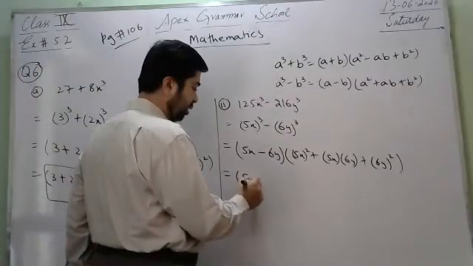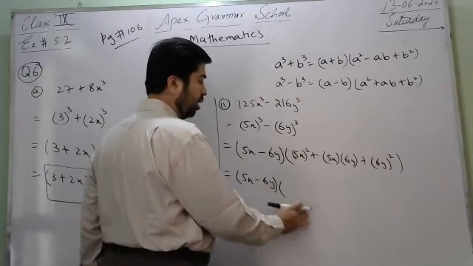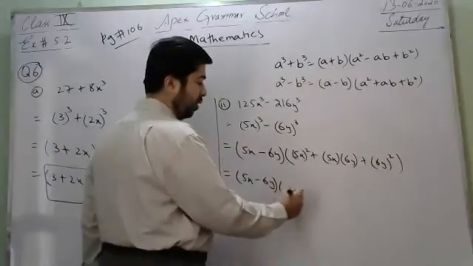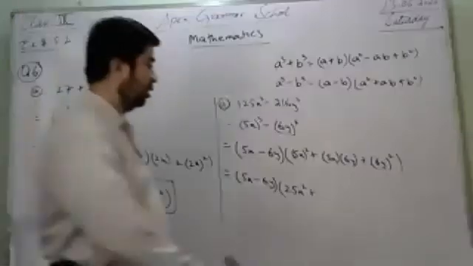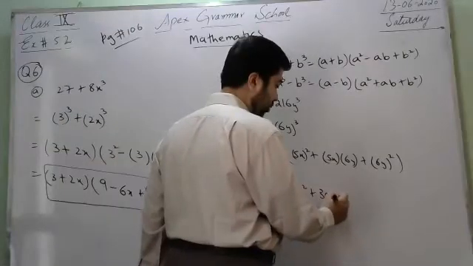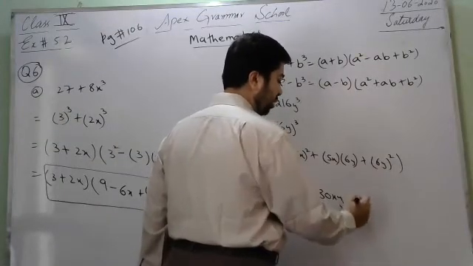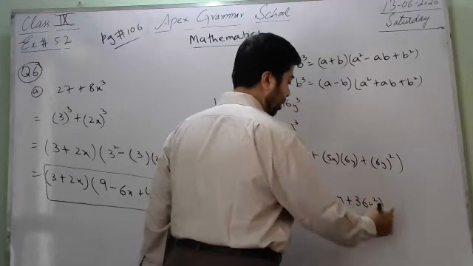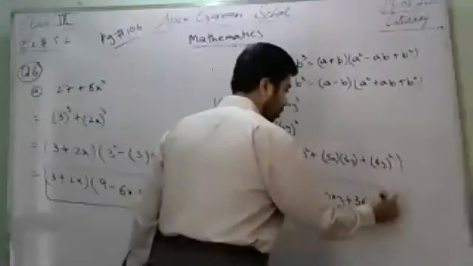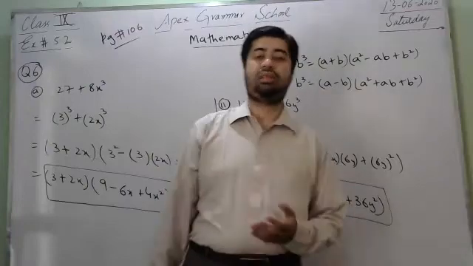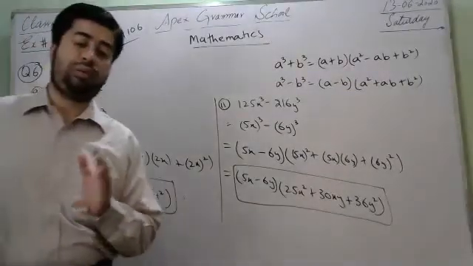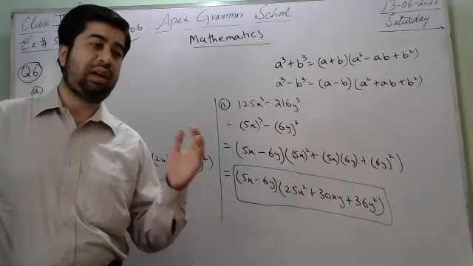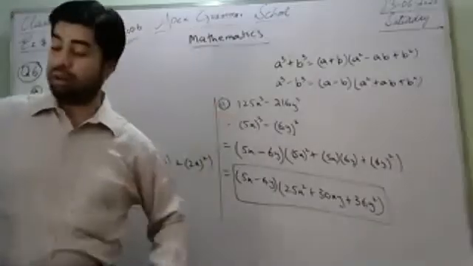5x minus 6y. 5x square means 25x square, plus 5 times 6 is 30xy, plus 6y square, which is 36y square, and that's it. This is just about the trick, just knowing the formulas, and which formula type the question is.